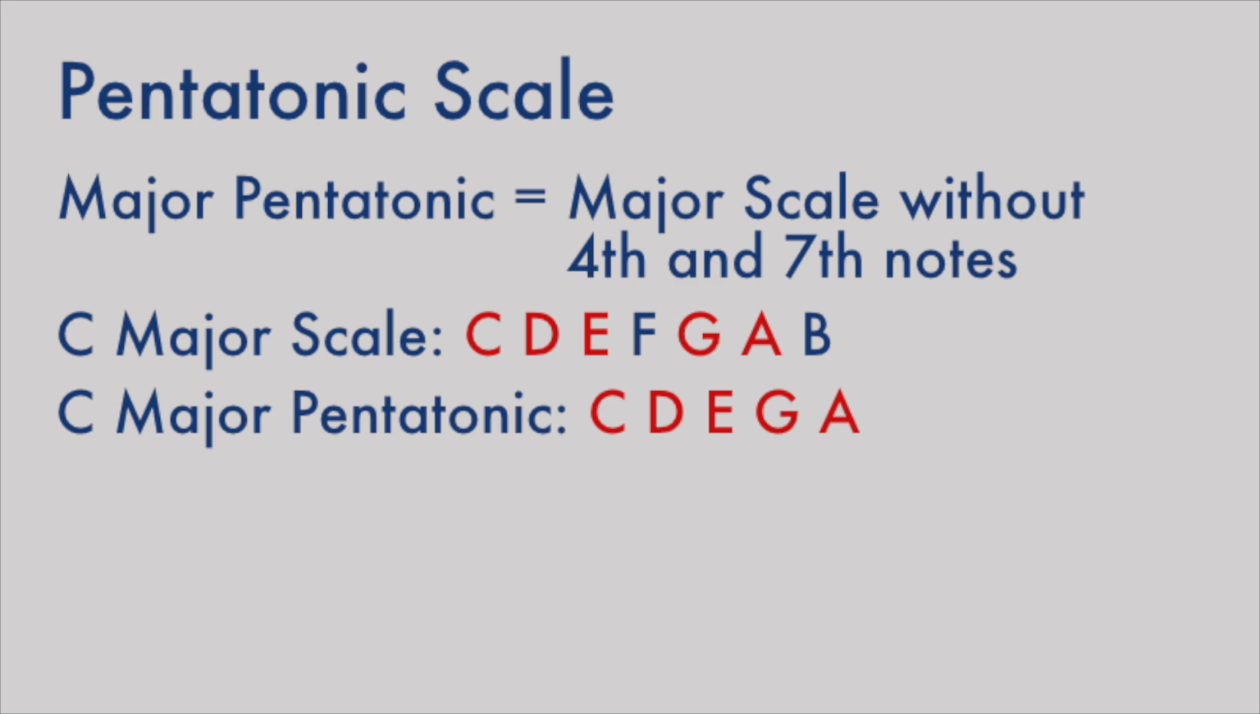The major pentatonic scale is nothing but the major scale without the 4th and 7th notes. A C major scale consists of the notes C, D, E, F, G, A, and B. Take away the 4th and 7th notes, the F and the B, and you end up with the C major pentatonic scale. So the notes C, D, E, G, and A make up the C major pentatonic scale.